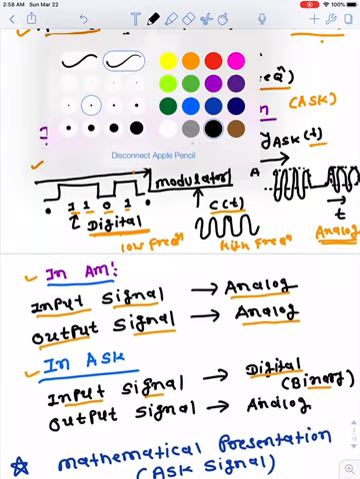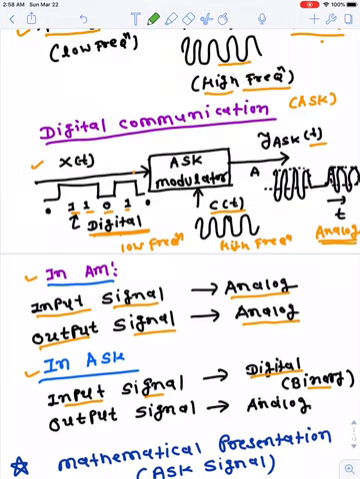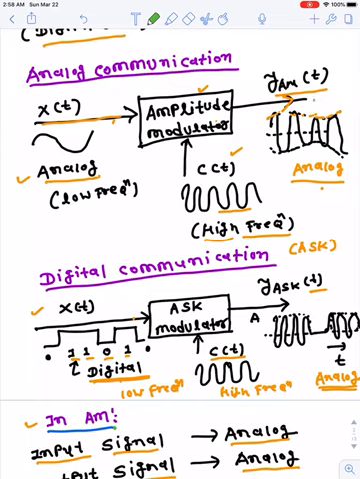So here we can observe the very important concept: in amplitude modulation, the output y of t signal depends on the amplitude of the input signal, and the envelope of y AM of t is directly proportional to the shape of your input signal x of t. So that's why it is known as amplitude modulation. The amplitude of your carrier signal is changed in accordance with the applied input x of t.